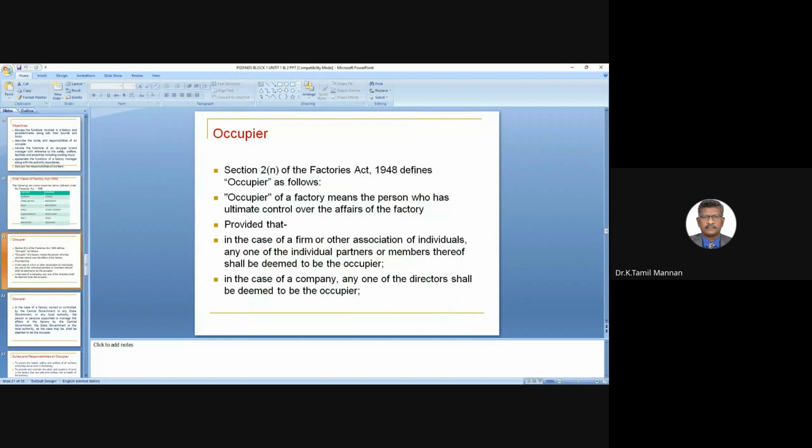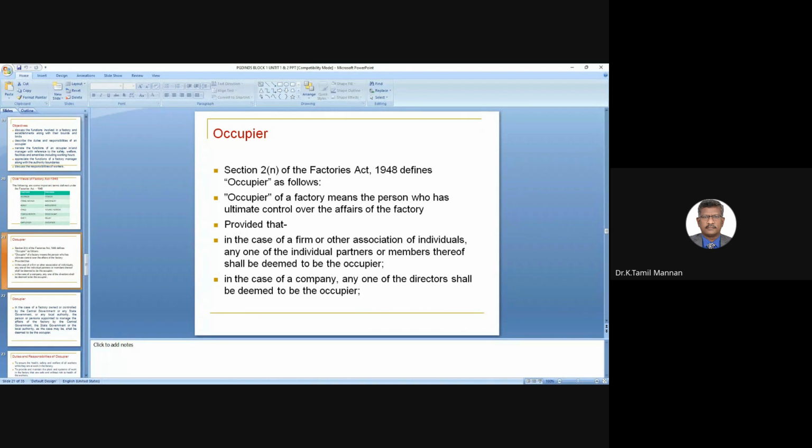So, the occupier is defined clearly in Section 2 of the Factories Act 1948. The occupier of a factory means the person who has ultimate control over the affairs of the factory. It is top-level management. The person having the ultimate control, ultimate power over the affairs of the factory is called the occupier.